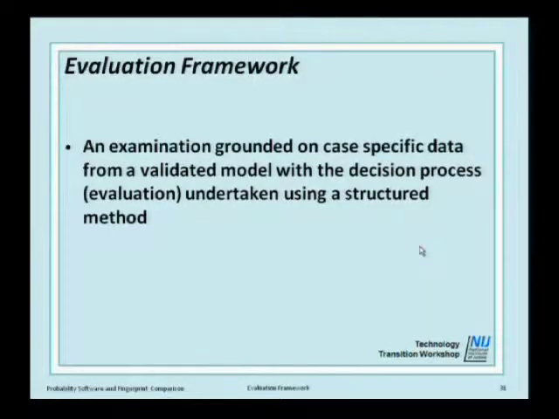So if we took a framework like that and plugged it into ACE-V, or specifically into the E, what do we achieve? Well, as I just said, and I've come up with this phrase, we end up with an examination which is grounded on case-specific data from a validated model. So we're using a likelihood ratio or whatever our models are as our baseline, with a decision process undertaken using a structured method. So we end up with something that is explainable and very precise.